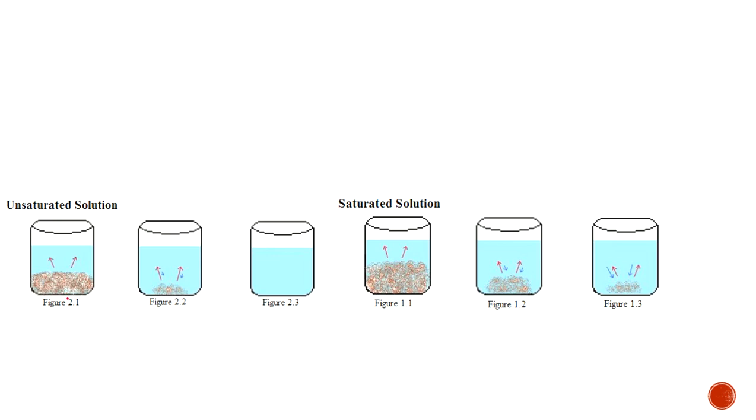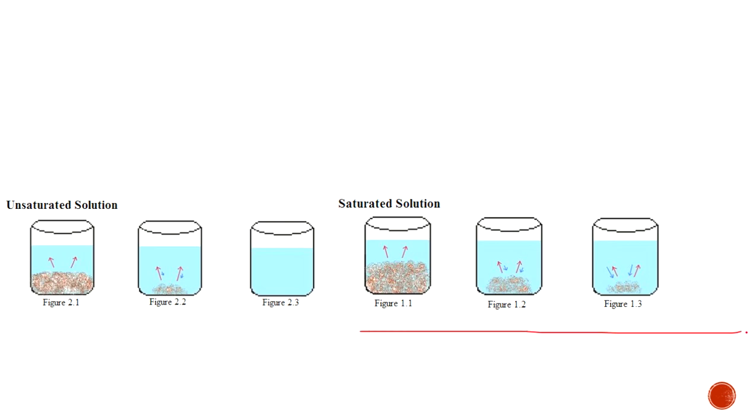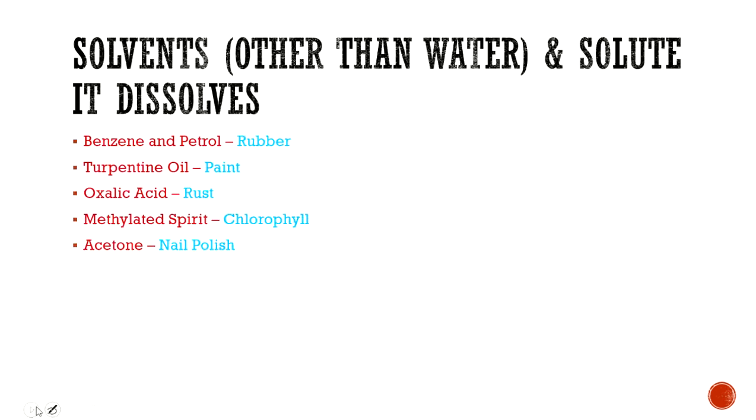Look at this. This is a saturated solution and that is an unsaturated solution. If you use these two techniques, you can convert a saturated to an unsaturated solution. Look here, it cannot dissolve more and more substances, but this can actually dissolve more and more substances. You can convert it: you can either heat this or increase the amount of solvent or liquid.